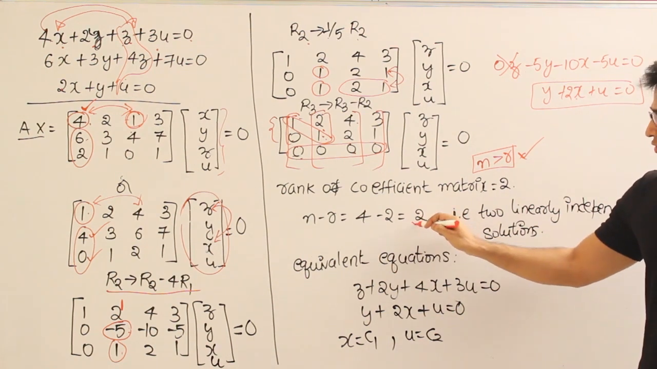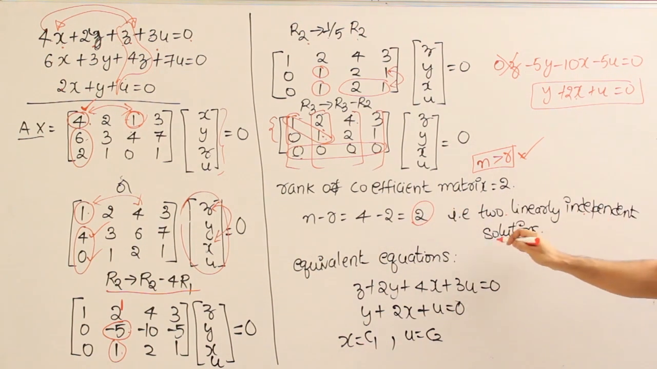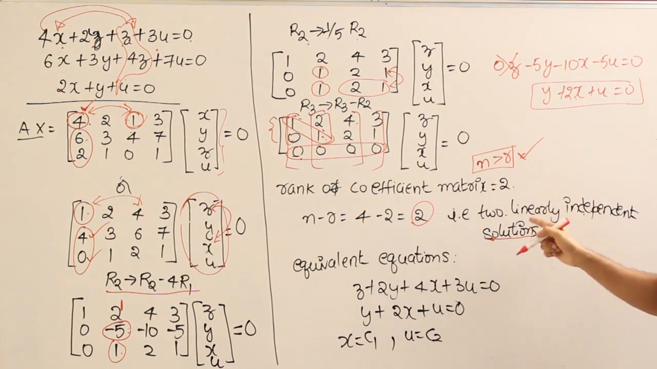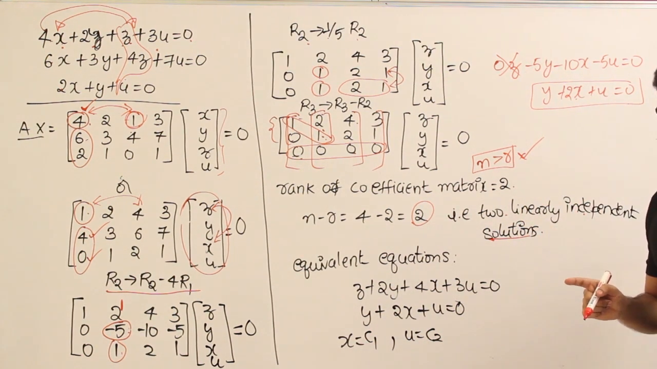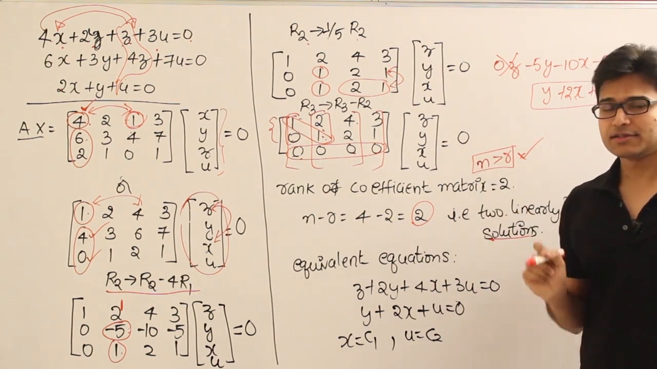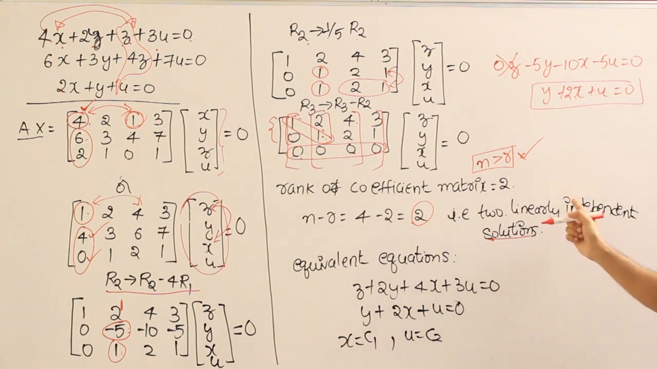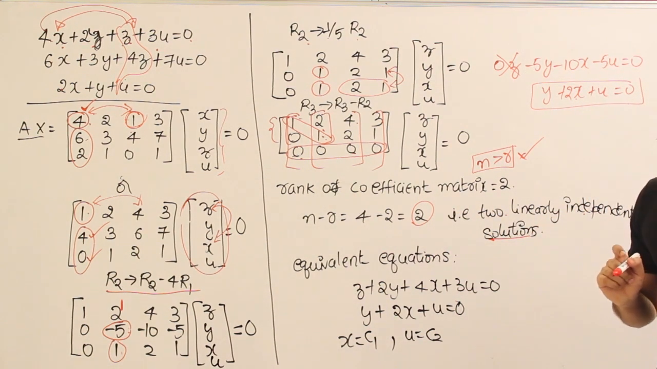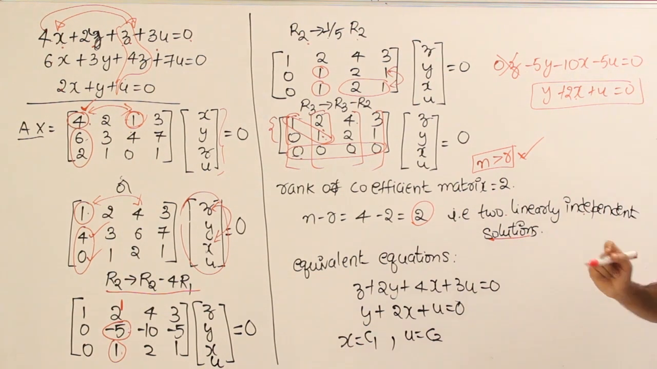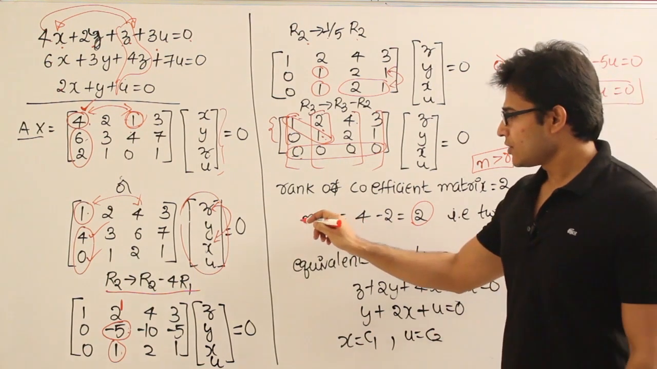So n minus r is 2. Two linearly independent solutions exist, but totally infinite solutions exist. Linearly independent solutions, I think you know the definition of linearly independent and linearly dependent vectors. I discussed it earlier. So the number of linearly independent solutions are 2. Then how many solutions are there? Infinite. So we shall come to that point slowly. Wait. Now n minus r equal to 2.